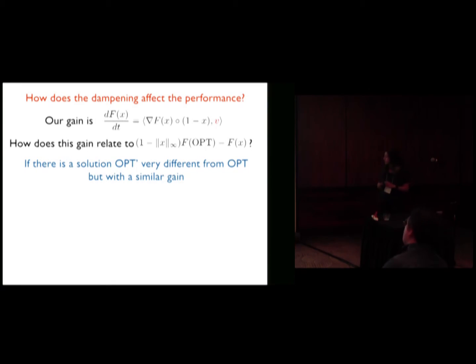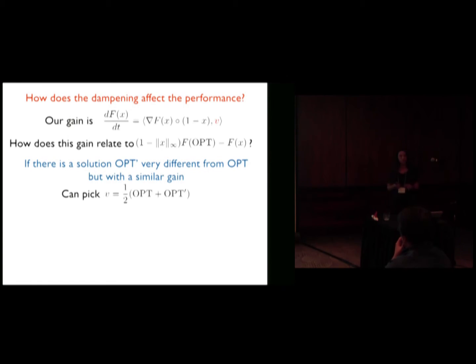By very different, think disjoint support. So this solution is very different from opt, but it has a very similar gain in terms of the inner product. Okay? So let's suppose this is the case. Then in fact, we're in pretty good shape. Why? Well, because I have a pretty good direction.